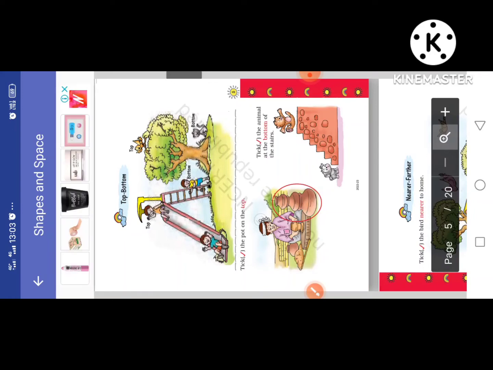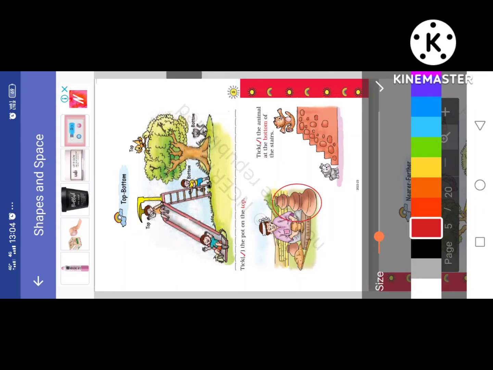As here the boy is on the top of the slide and the yellow color dress boy is in the bottom of the slide. The bird is on the top of the tree and the cat is in the bottom of the tree. Same. Now we will write the answers.